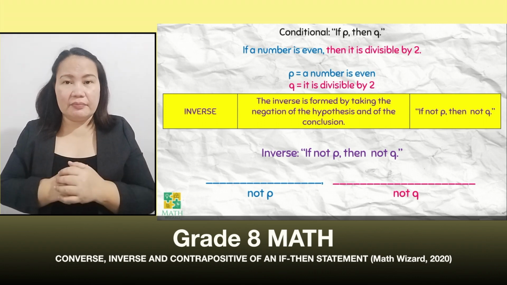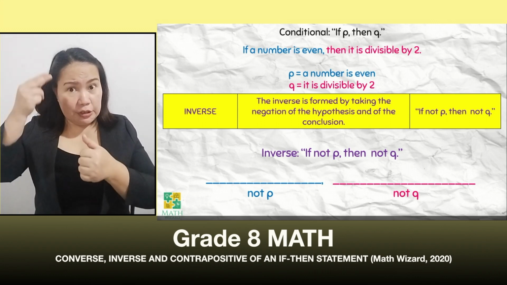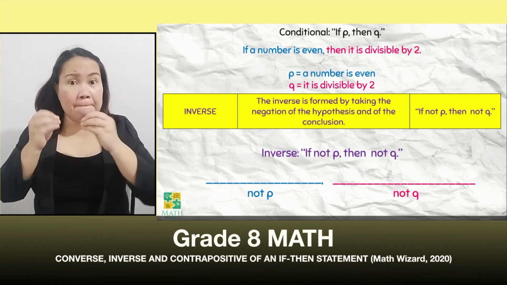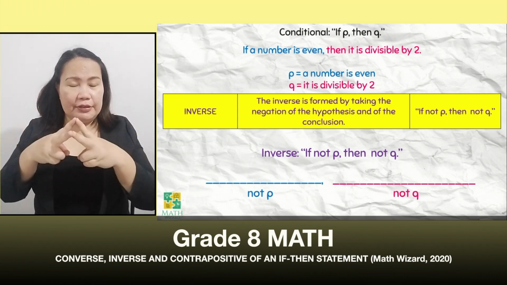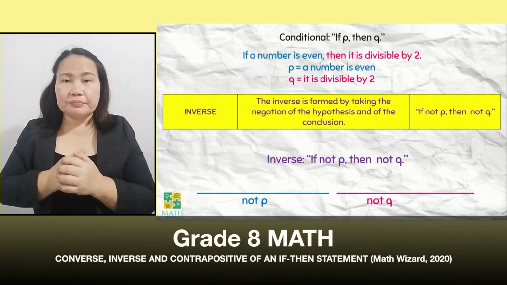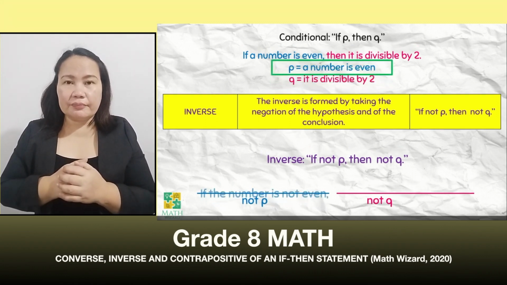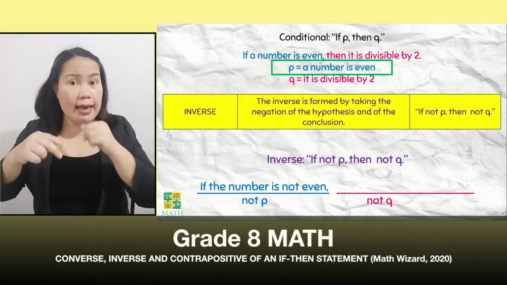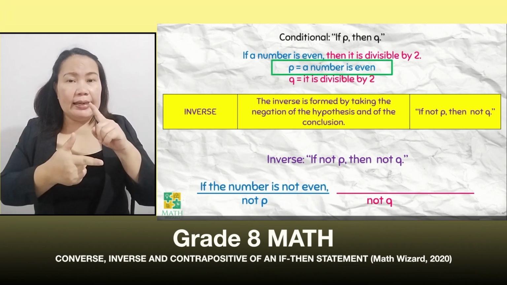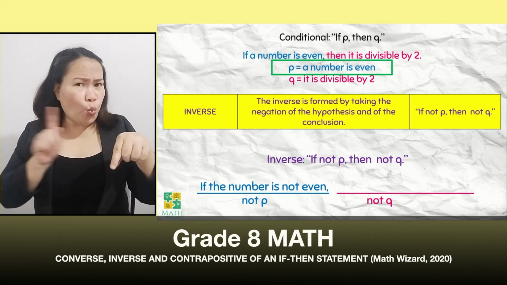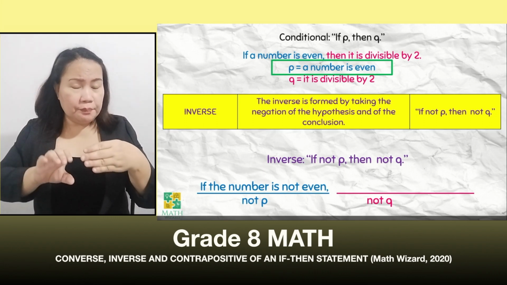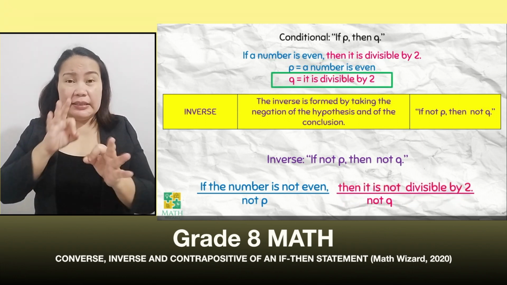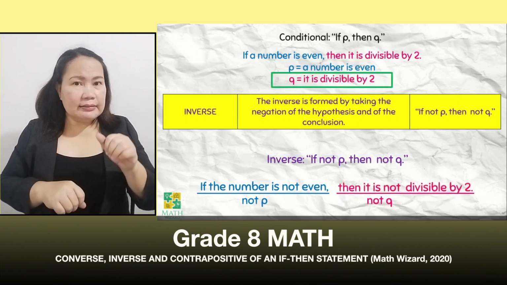Now, we identify kung ano yung ating hypothesis. Ang ating hypothesis or yung value ng letter P natin ay a number is even. Ang magiging statement natin ay this one, if the number is not even, okay, then not Q. Ano yung Q natin? It is divisible by 2. Then, it is not divisible by 2.